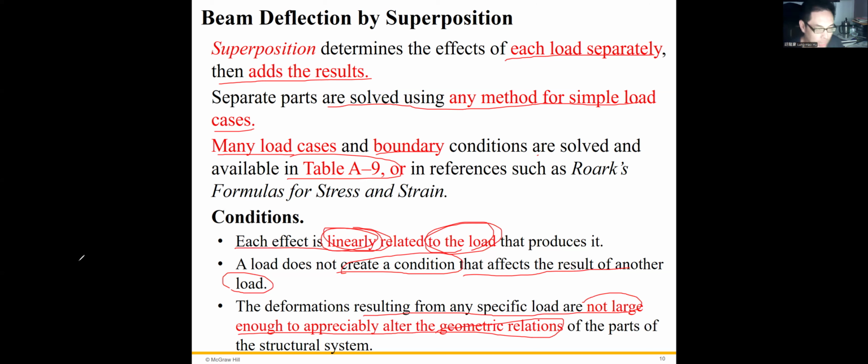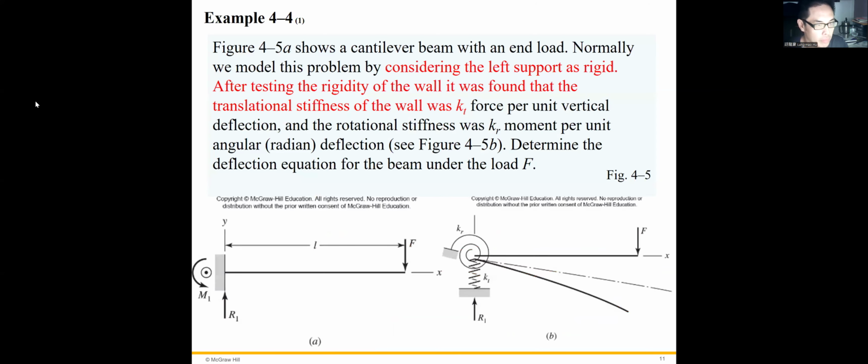Okay, so that means this deflection or this deformation is not so large, it's very small. Okay, so this is one example. From this figure, which is a cantilever beam with an end load, right?